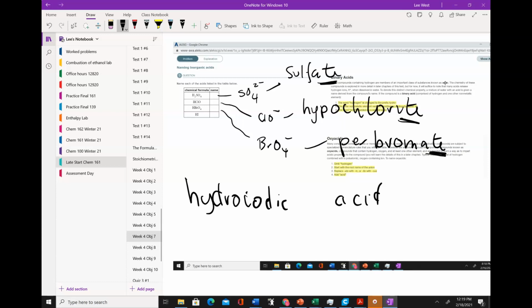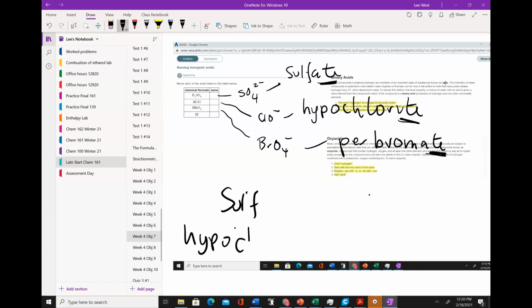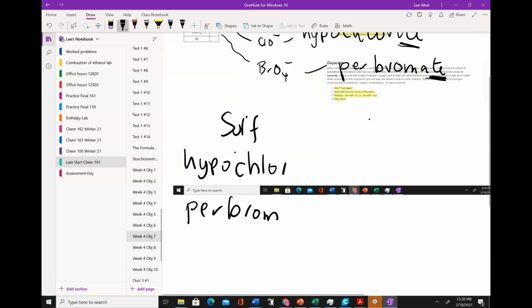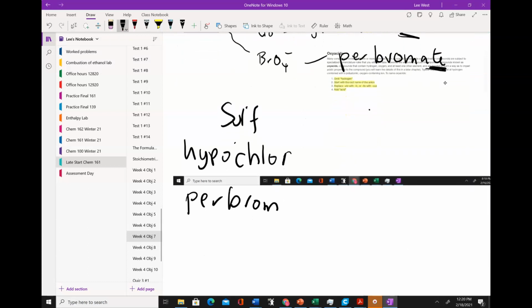So the first one is going to be sulf. The second one will be hypochlor. And then the third one will be perbrom. So we're just taking the ite or the ate off the end. Right, and then I should just put in that our fourth acid was hydroiodic acid. We already finished that one.